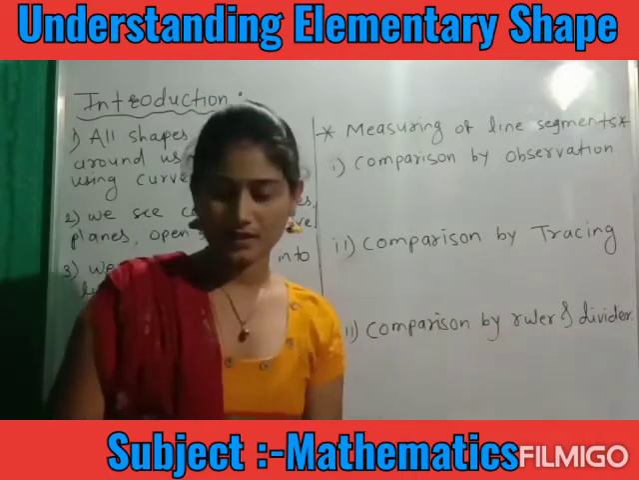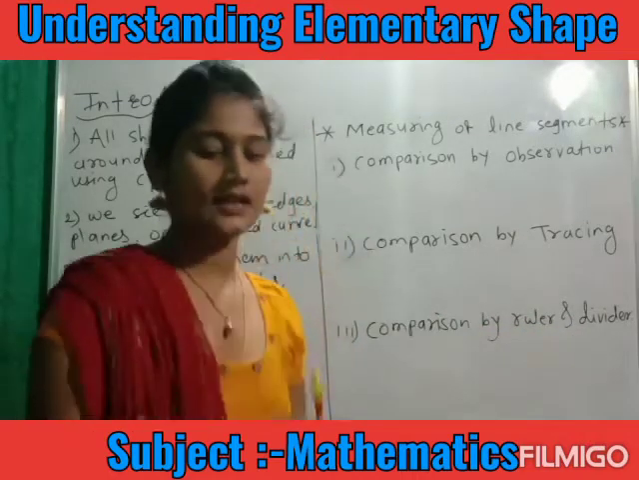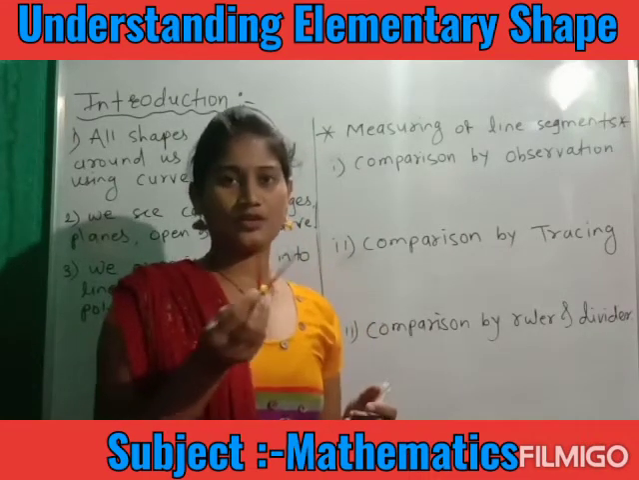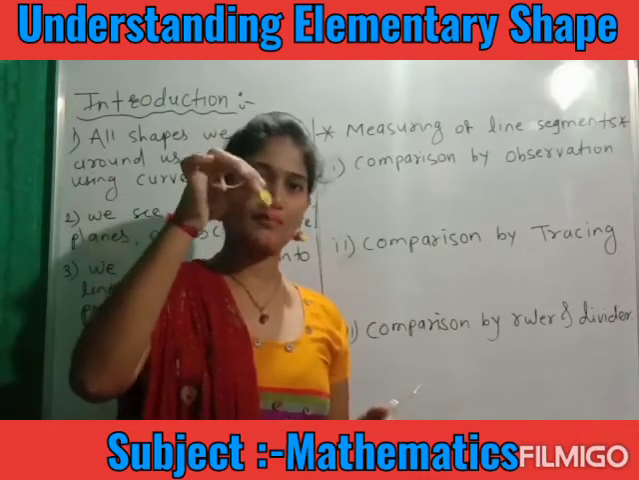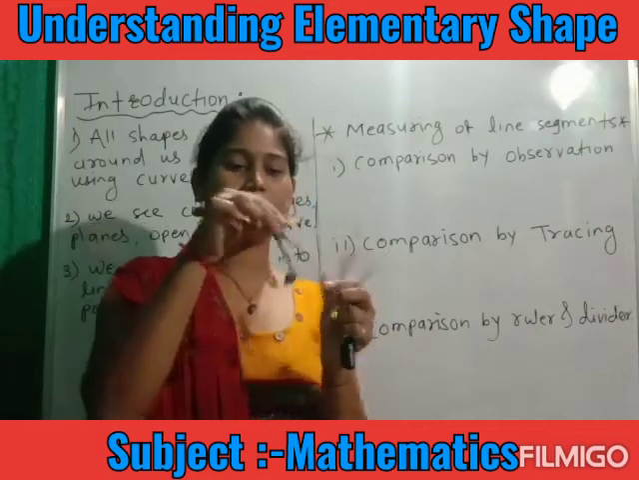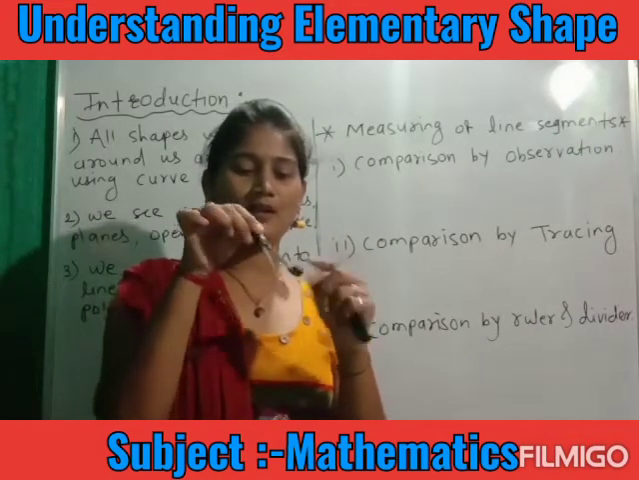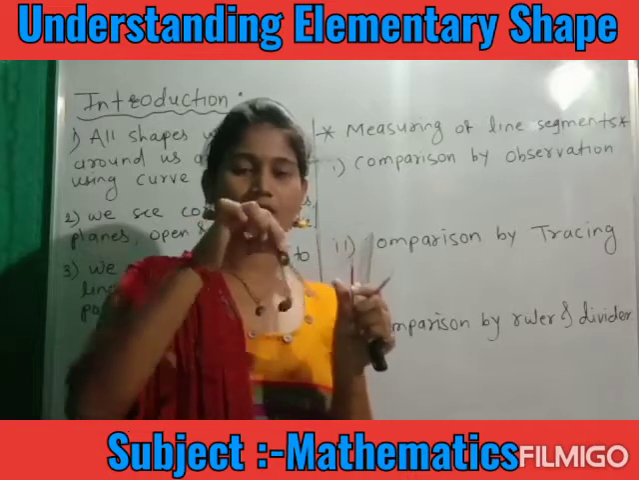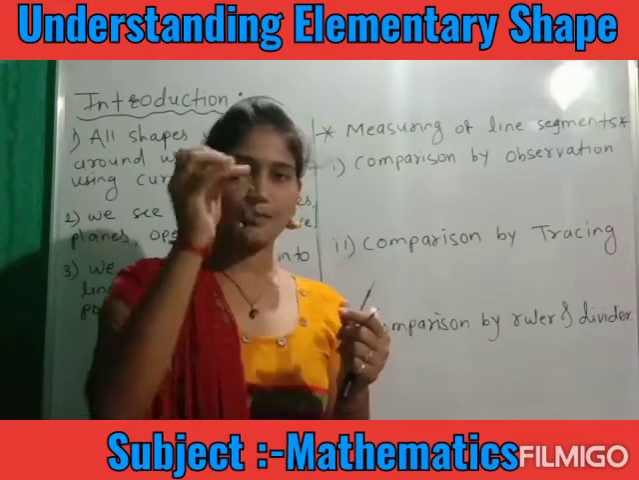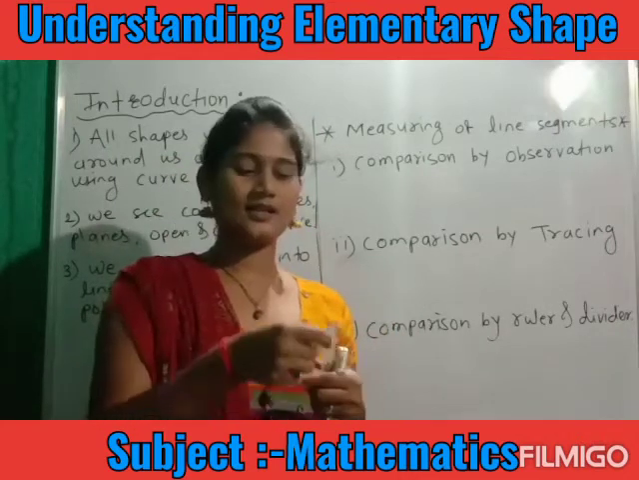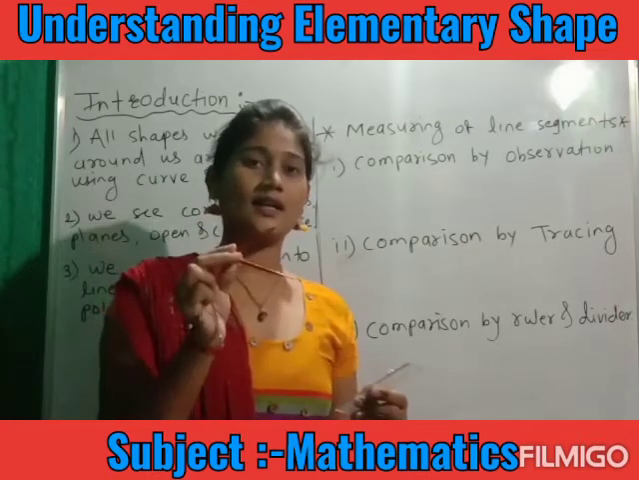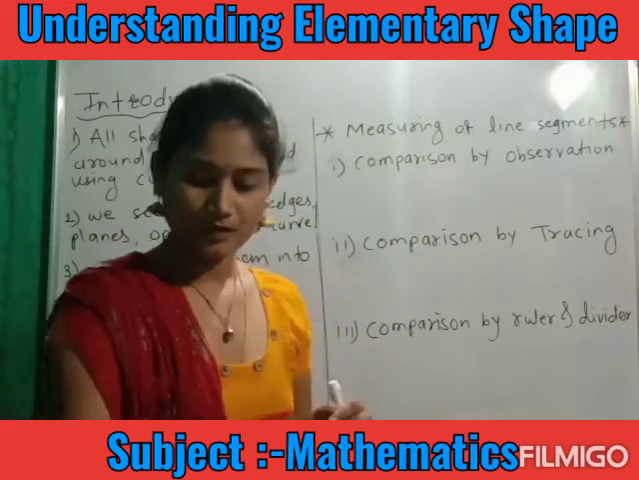What is a divider? See, this is the divider, which has a pointed top like this. It is called a divider, which divides things. Now see, this is the compass. In between it we hold the pen or pencil and then draw whatever circle we want. So this is the compass, this is the divider, this is the ruler. Don't call it scale, it is called a ruler. Keep all that in mind, okay?